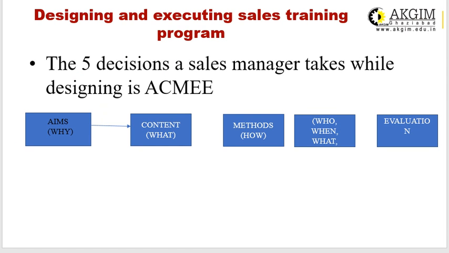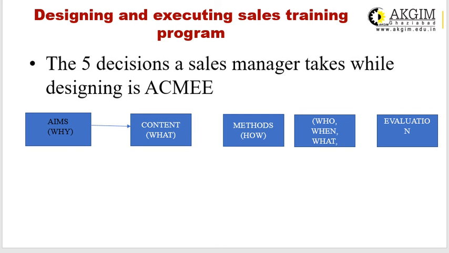Then the five decisions a sales manager takes while designing is ACME. So the sales manager has to design the sales program and then he has to execute the sales program. So if we say we can use the acronym ACME, which means what are the aims? Why is the training being conducted? Then what is the content of the training program that is going to take place?